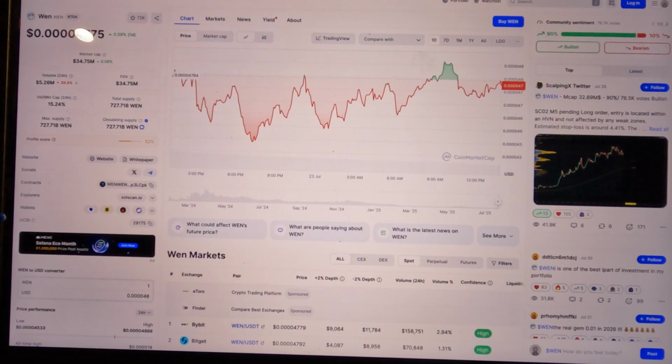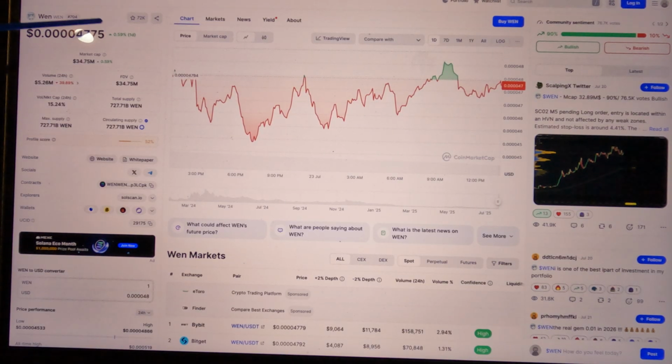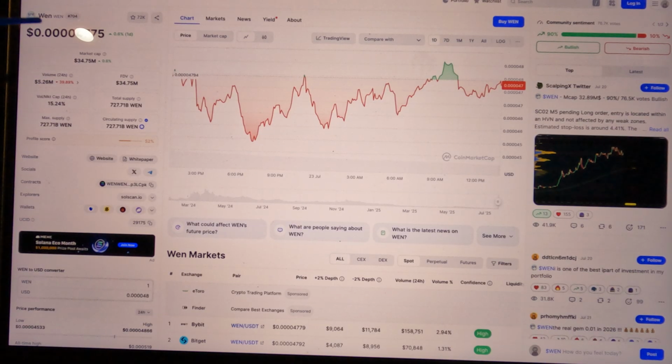I made good money off When recently. Now that has a $34 million cap. See, a lot of traders that want to make short-term money will roughly look around that mark. The 20 to $50 million cap is normally pretty good. The volume is around the 5 million, even though it's down 40%, which is pretty good after being down 40%. But yeah, around this mark is really good.